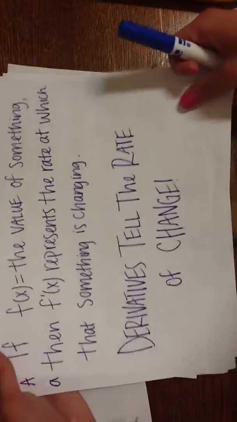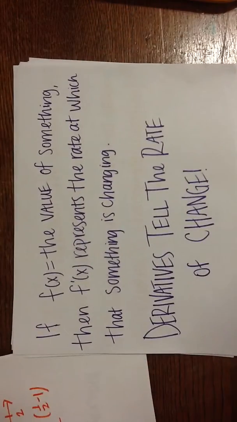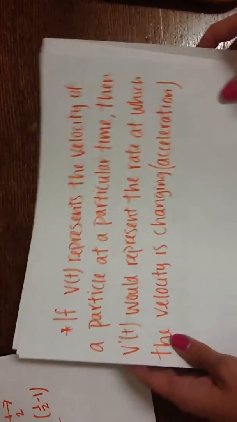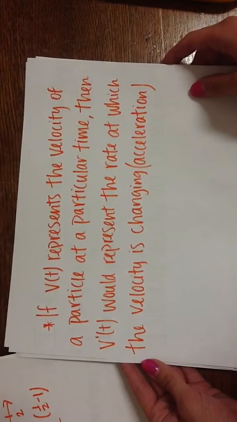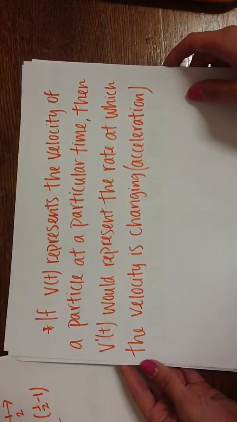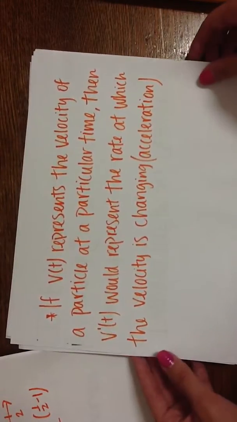That derivatives tell the rate of change. If f of x equals the value of something, then f prime of x represents the rate at which that something is changing. So for instance, if v of t represents the velocity of a particle at a particular time, then v prime of t would represent the rate at which the velocity is changing, or what we know as acceleration.